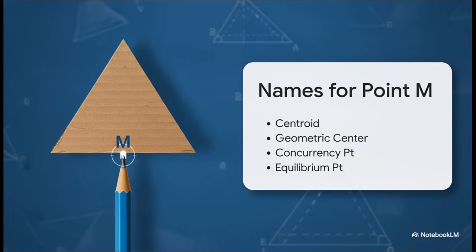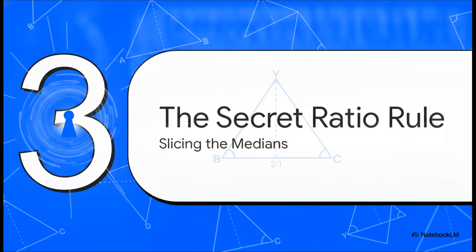And hey, that perfectly answers our opening question. If you place your pencil tip exactly on the centroid, your cardboard triangle will balance flawlessly. But the centroid isn't just a physical balancing point. It actually holds a deeply ingrained mathematical secret. Which brings us to section 3, the secret ratio rule.